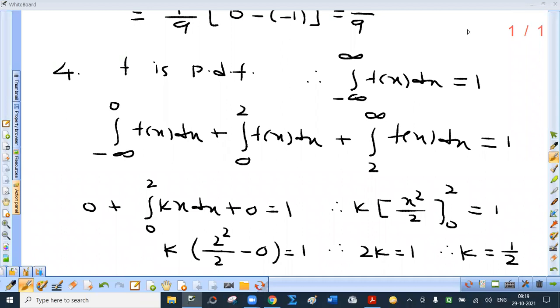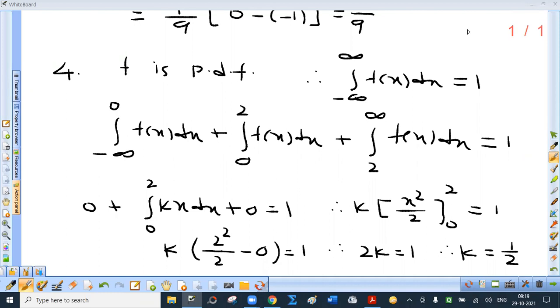Fourth sum: find k if the following function represents the PDF of random variable x. First and second questions are different, I mean, a subpart rather. Values of k will be different. We'll be doing first, second for homework.